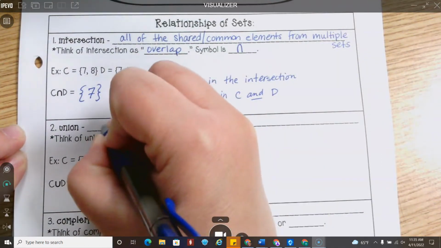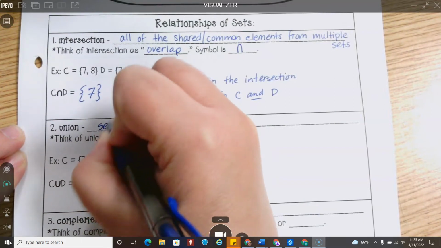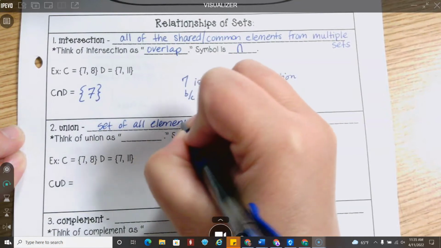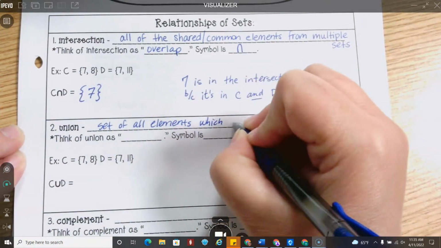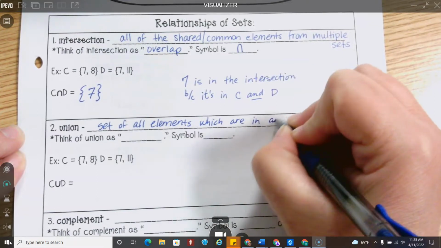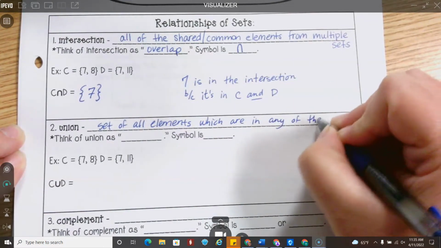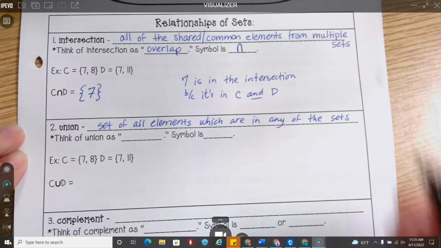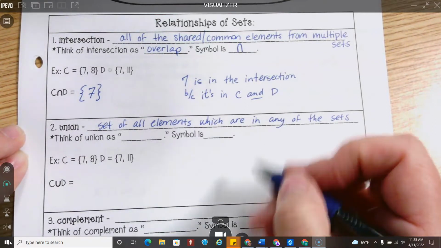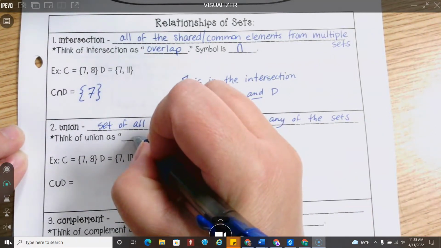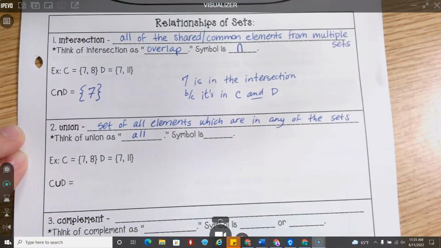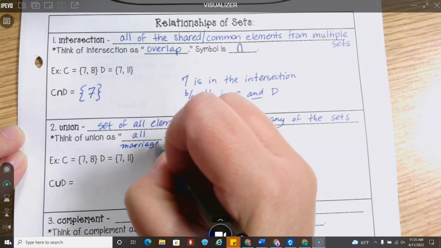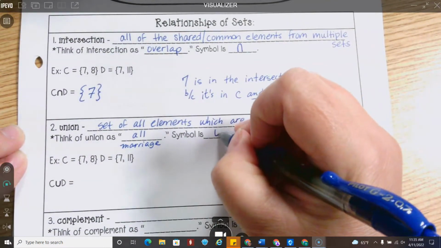Okay, so the union of multiple sets is the set of all elements which are in any of the sets we're talking about. So you could think of the union as all. I know another teacher who thinks of the union as the marriage of the sets. The symbol looks like a U.